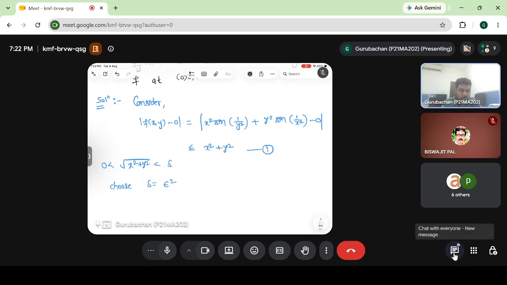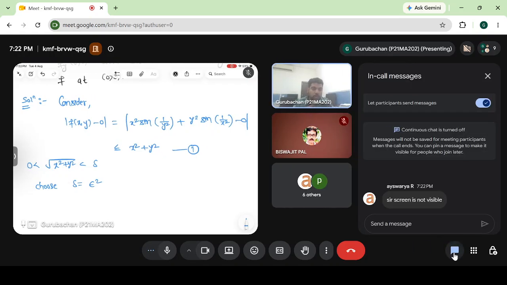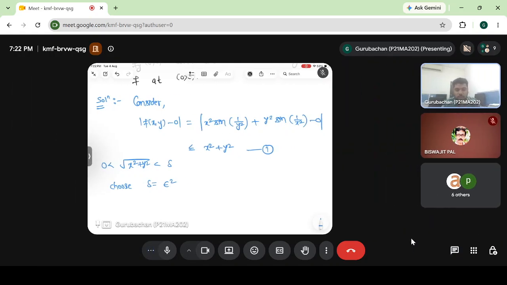Someone is saying something about the screen. Screen is not visible to others.